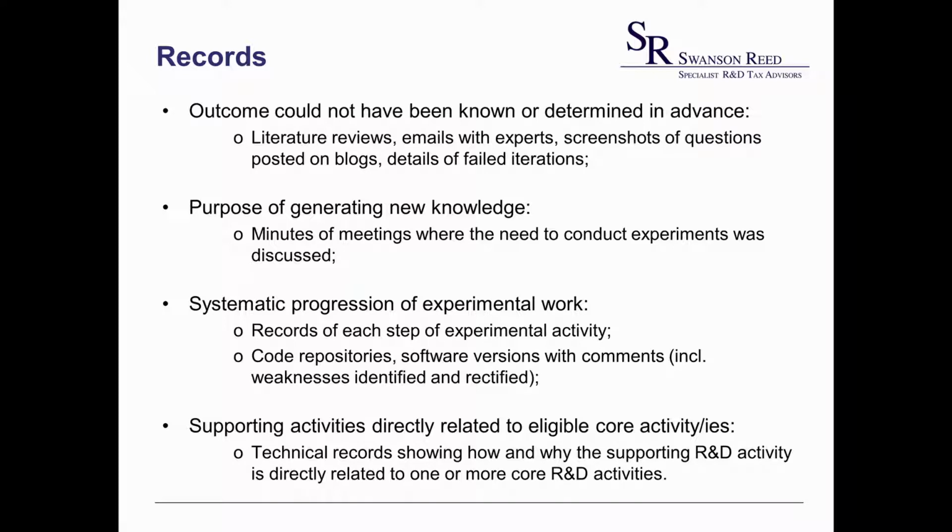For this, a company should ensure that they can show for each core activity records of each step of the experiment, code repositories or software versions with comments from the experimental process, including description of deficiencies from their hypothesized solutions that were identified and rectified. Records for supporting R&D activities must also detail how and why they are directly related to an eligible core activity.